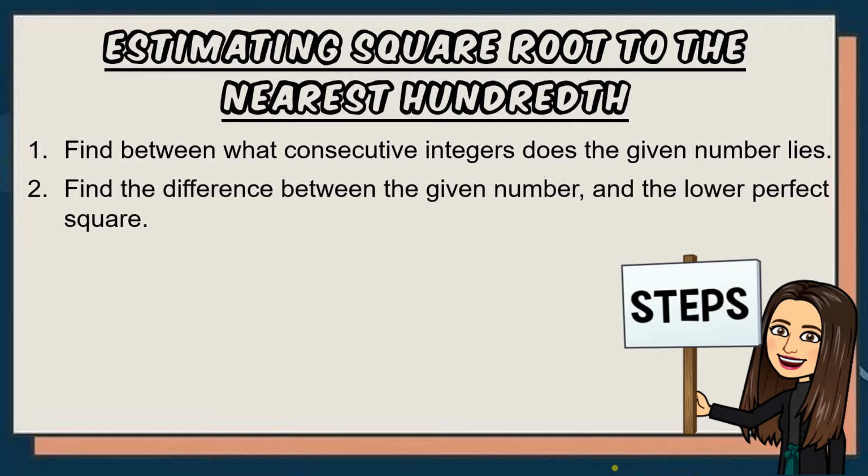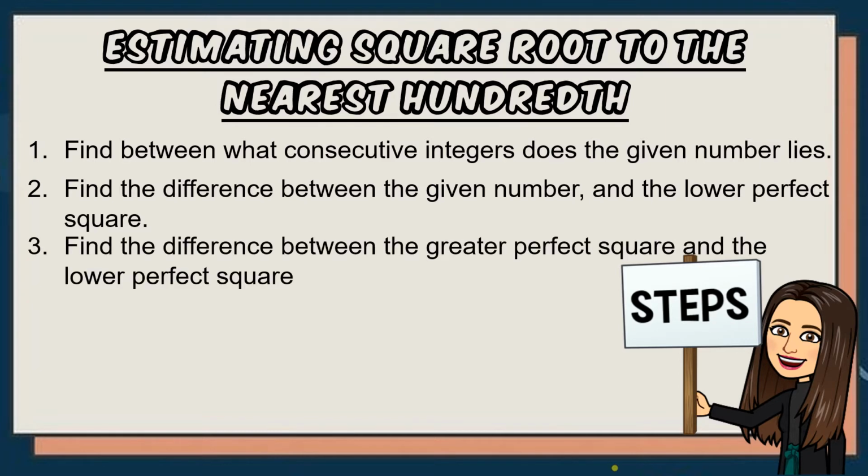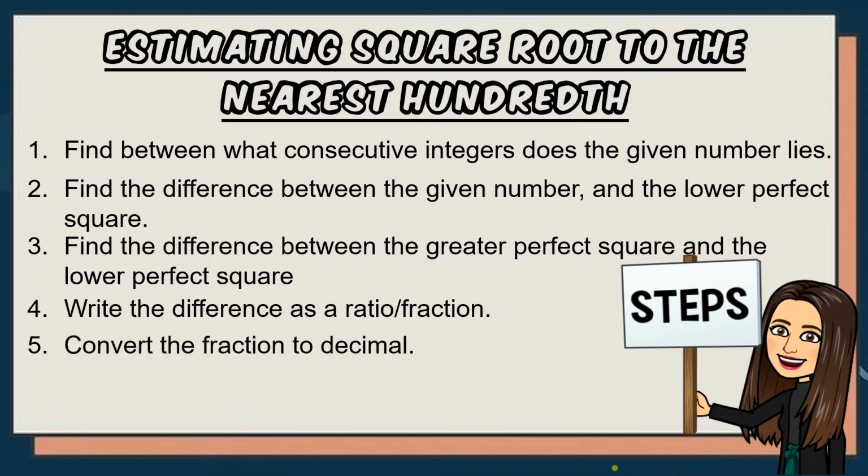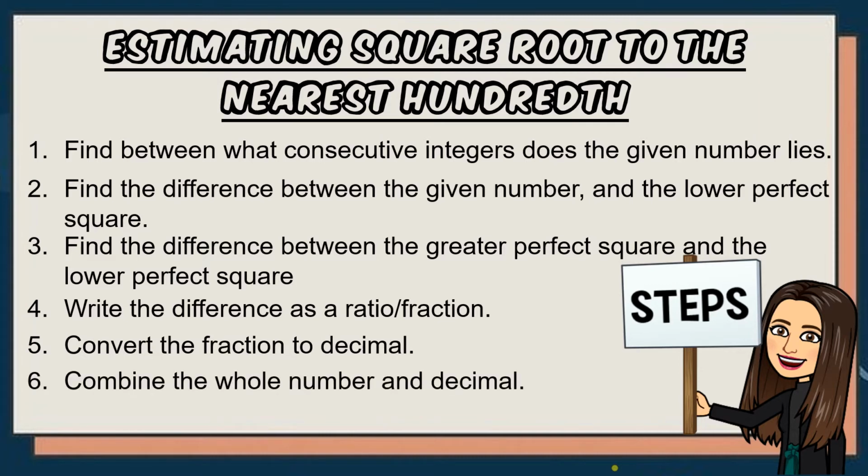Then, find the difference between the given number and the lower perfect square. Find the difference between the greater perfect square and the lower perfect square. Then the fourth one, we will write the difference as a ratio or as a fraction. Then, we have to convert the fraction to a decimal. We will combine the whole number and decimal. And lastly, we can now round it off to the nearest hundredth. So these are the steps or procedures on how we estimate the square root to the nearest hundredth.